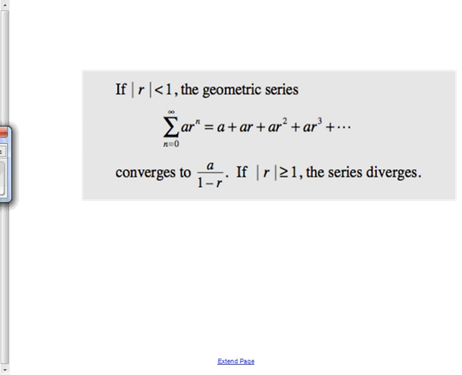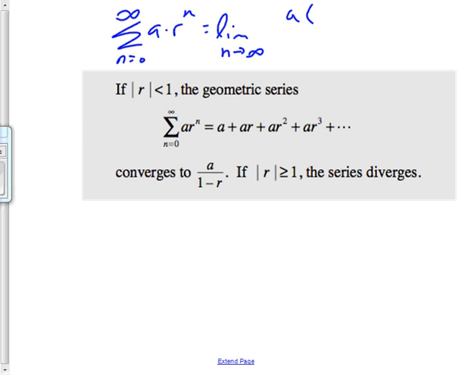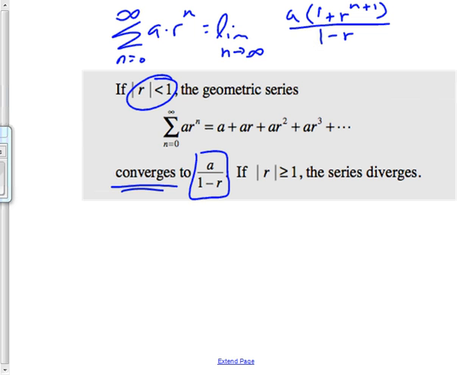Just as a friendly reminder, the sum of a geometric series, the sum from n equals 0 to infinity of a times r to the n, was the limit, this is from before, as n approaches infinity of a times 1 minus r to the n plus 1 all over 1 minus r. And what we saw is that if the absolute value of r was less than 1, then my series is going to converge, and it converges to this value. Well, why does it converge to that value?